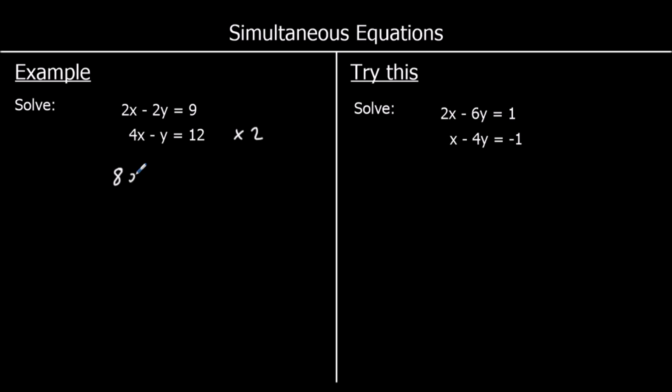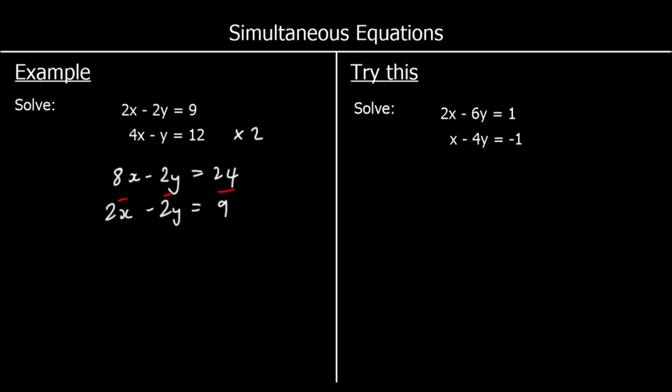So 8x minus 2y is 24. And my other equation says 2x minus 2y is 9. So this time, are the y's the same? They're both minus 2y. So they are the same. They're exactly the same. So we can look at the difference between the two equations. We can do a takeaway.